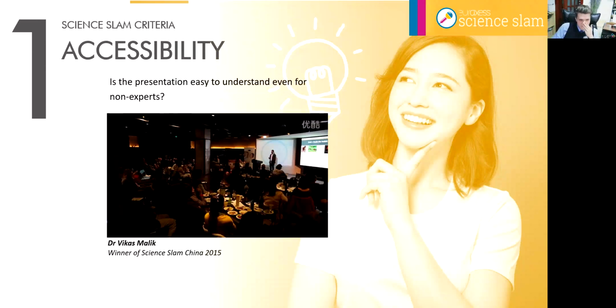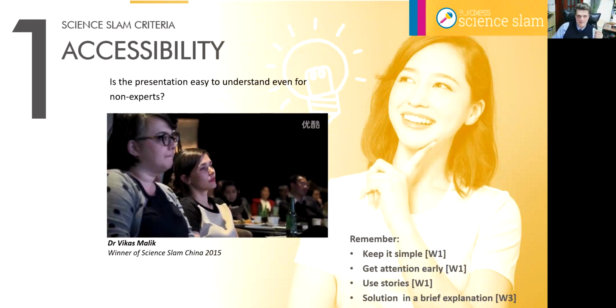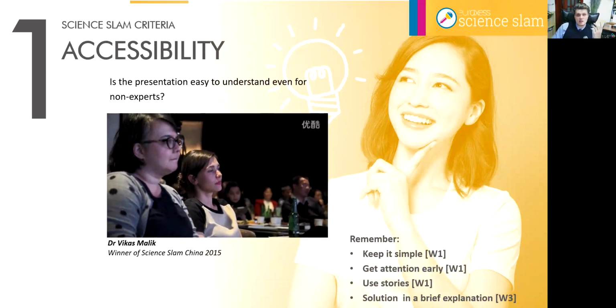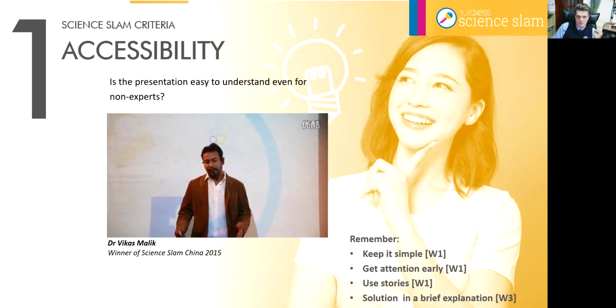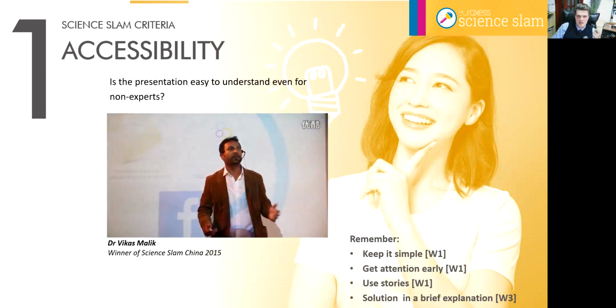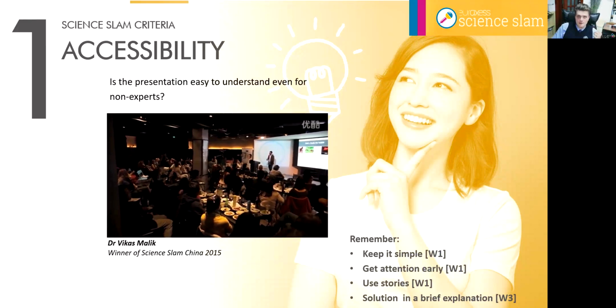The first thing that I want to mention is the first science slam criteria, which is accessibility. So when you send us your video slam, we will look at it and we will try to determine how accessible we think it is. So what does that mean? Is the presentation easy to understand even for a non-expert?